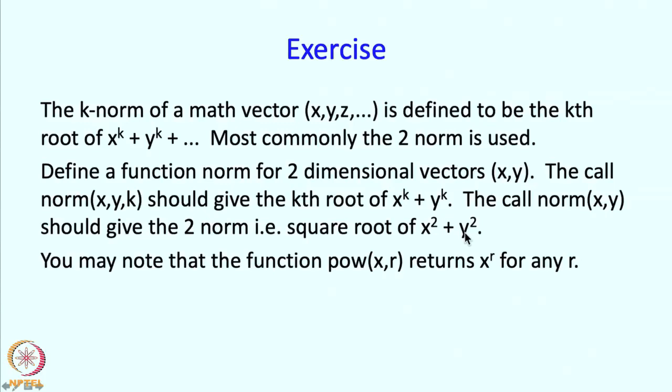So as I said, the default value over here is made to correspond to what happens most commonly. And to help you write all of this, you may note that the function pow of x, r returns x to the r for any r, including say 1 over 2 or 1 over k. So if you use that, then this should be simple enough to write, but you will have to use the feature of default values.